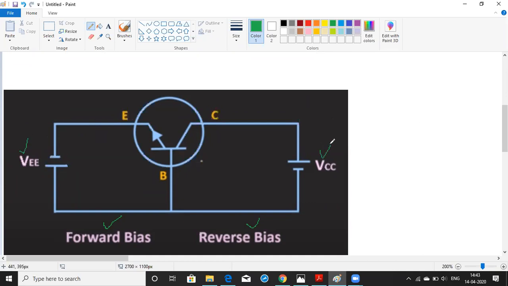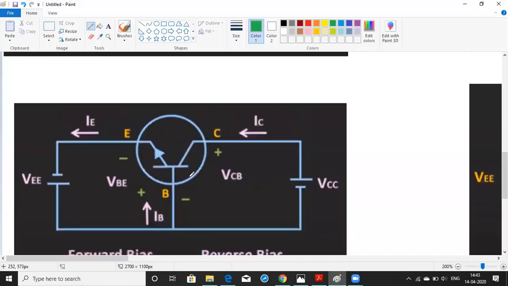At the collector side is called as a VCC collector voltage. So now what happens? There will be a flow of current whenever you have connected. You made the emitter base junction as a forward bias and collector base junction as a reverse bias. There will also be current flowing in all the junctions, that is, all the terminals.